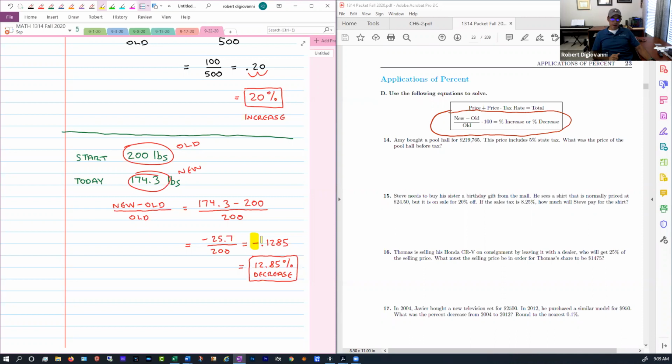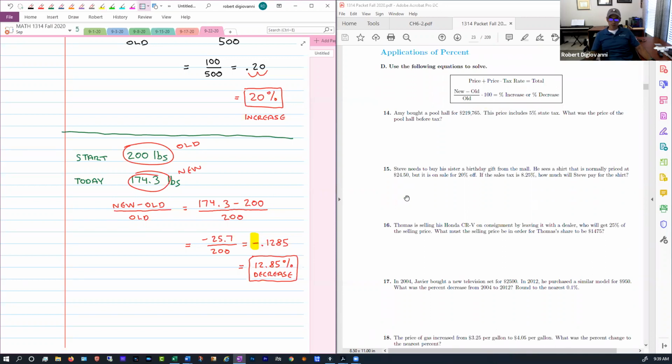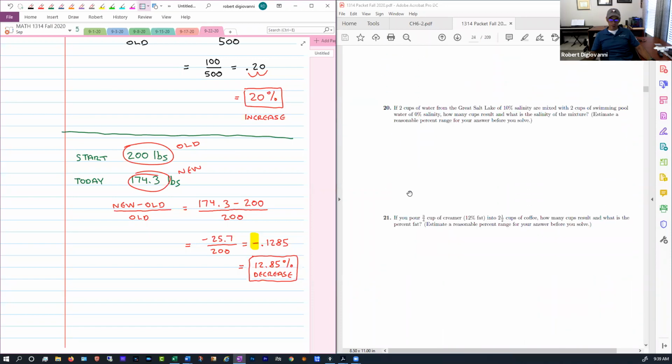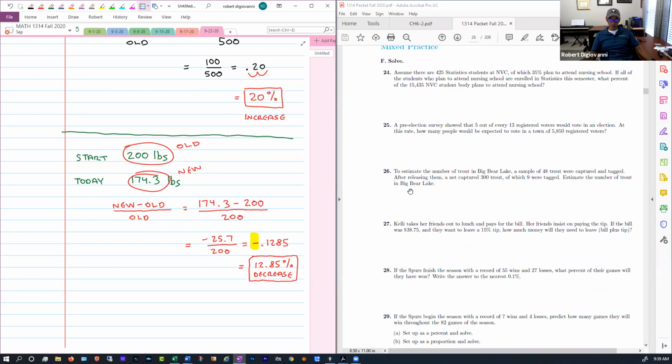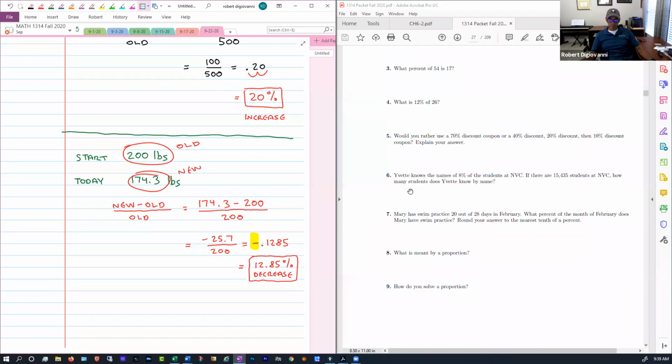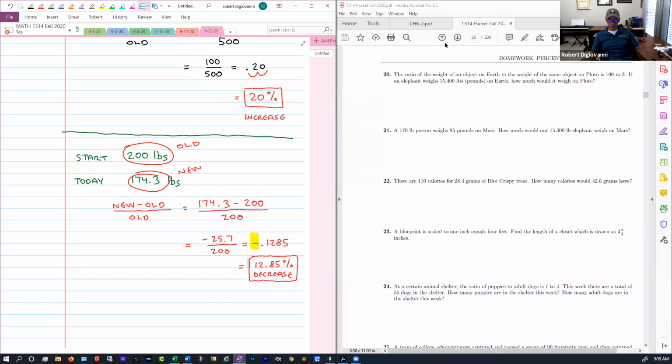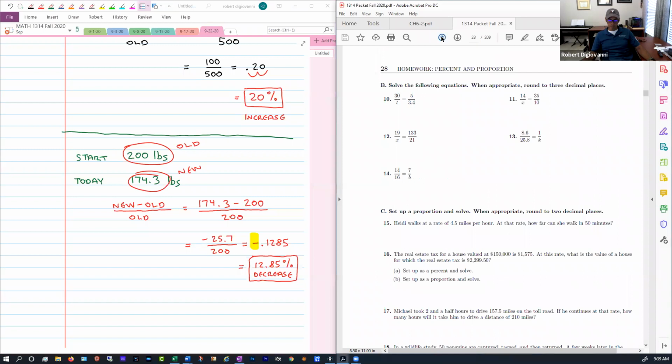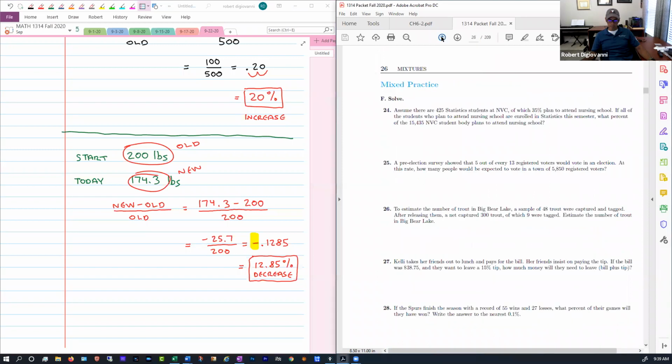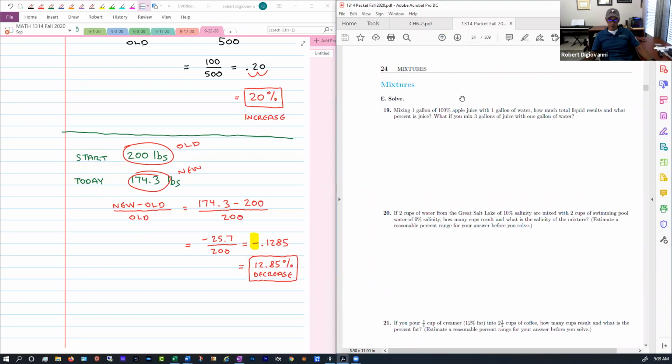Okay, that's it for that. I don't think we need to go through any more examples. Let's talk about mixtures. This will be our last topic. Did I pass it up? There it is, mixtures.